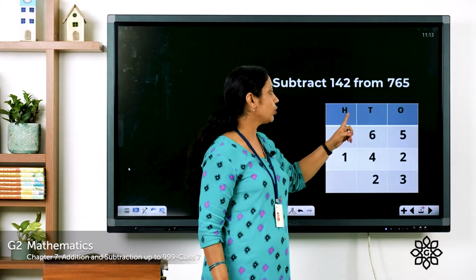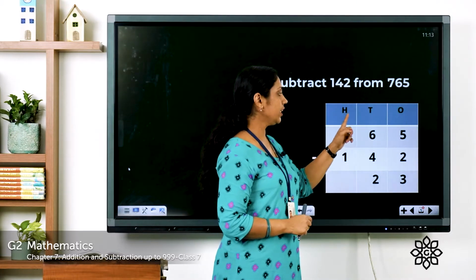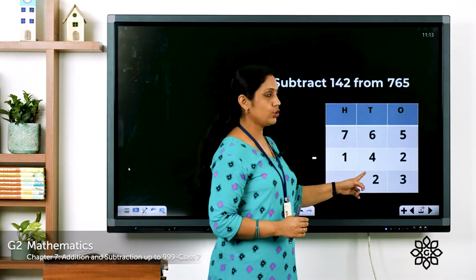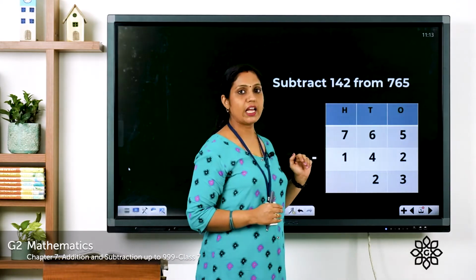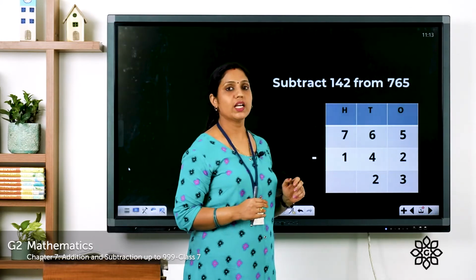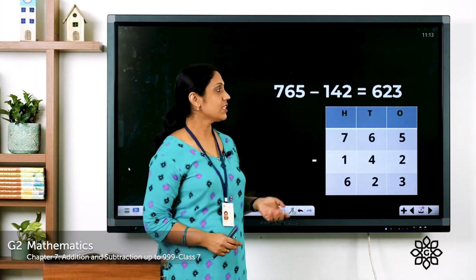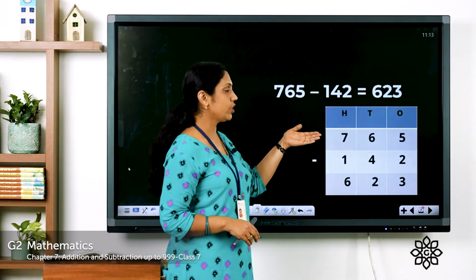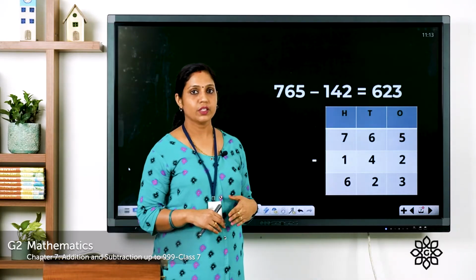Next, we have to move to the tens place. In the tens place, we have 6 minus 4. So 6 minus 4 is 2. Next, we have to move to the hundreds place. In the hundreds place, we have 7 minus 1 and 7 minus 1 is 6. So we get the answer, 765 minus 142 is equal to 623.